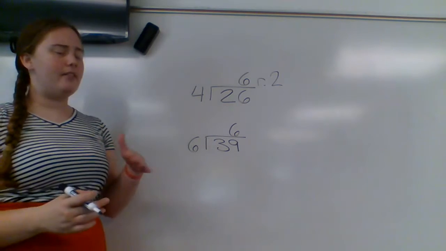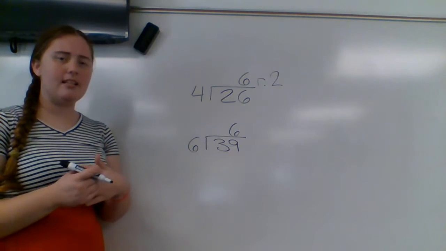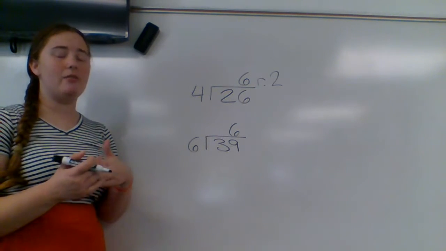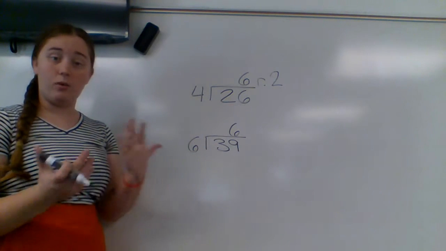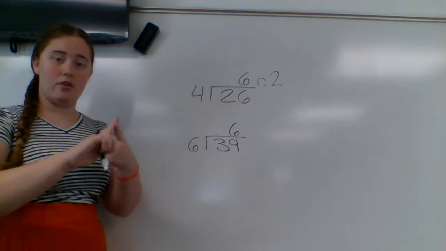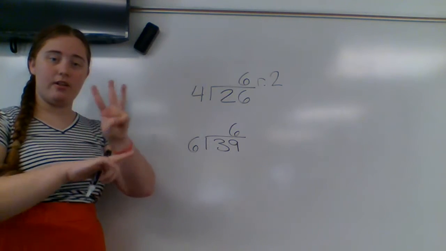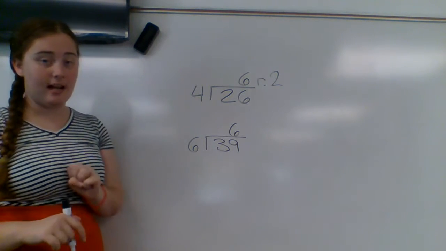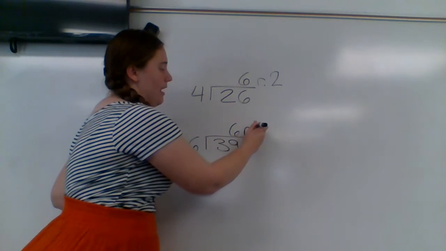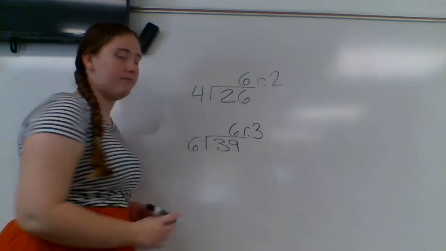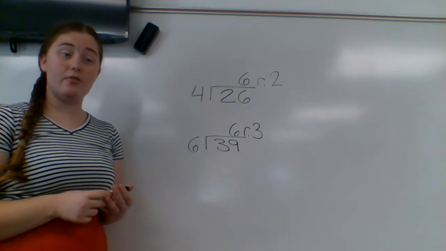And now I have 6 times 6 is 36. If I start at 36 and count up, how much do I have to count up before I get to 39? Well, let's count. We have 36, 37, 38, 39. That's 3 times. So I'm going to put my remainder as 3. So make sure you have those written down.